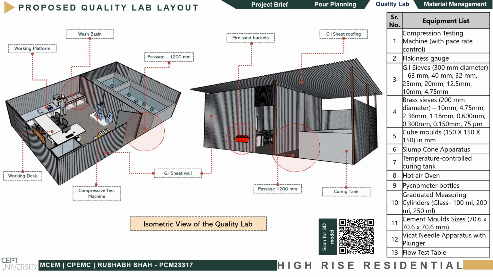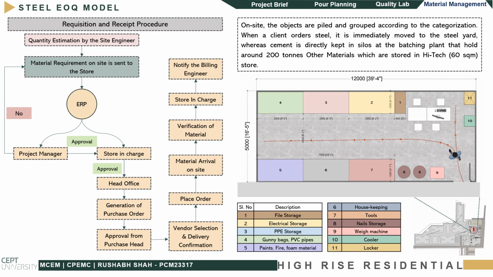The following is a list of the equipment available on site, and to see the 3D model, please scan the QR code. We prepared a 3D model of a quality control lab available on our site. Third and last assignment is material management.